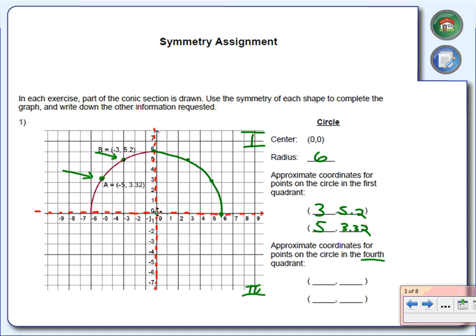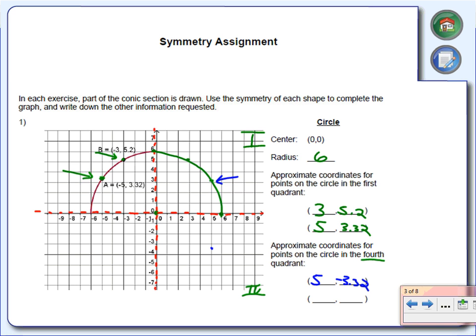So I'm going to start with this point right here. That point we said earlier was 5, 3.32. There should be another one right below. Where would it be? What would the ordered pair be? 5. There it is. 5, negative 3.32. So let's find it. 5, negative 3.32. Somewhere about there.